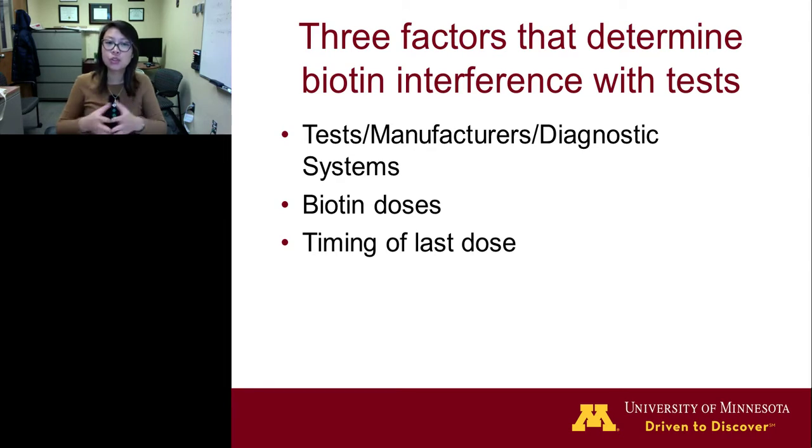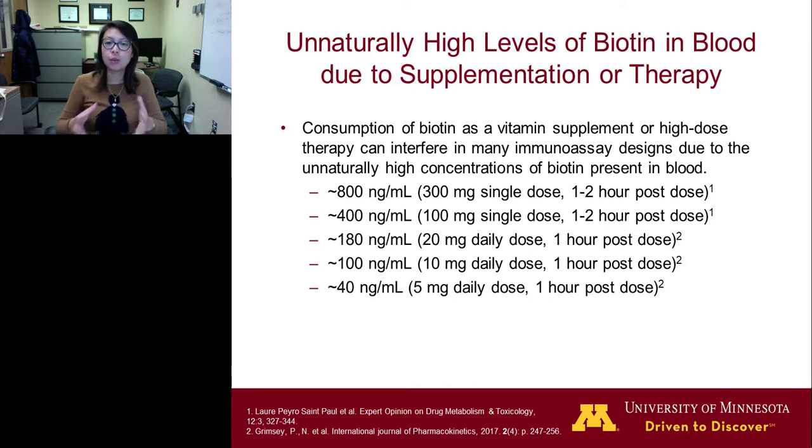In addition to the test diagnostic system, two additional factors may also determine biotin interference: the dose of biotin that an individual is using, as well as the timing of the last dose. This slide explains why the biotin dose matters. The higher the dose of biotin that people use, the higher the biotin level present in their blood sample, and therefore the more interference. So there's a positive correlation between biotin dose and biotin interference.